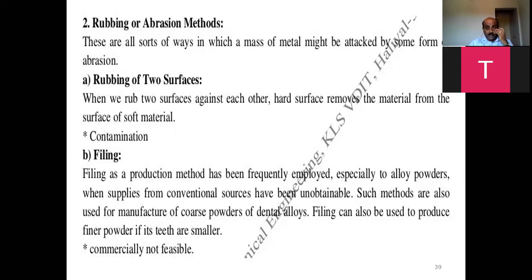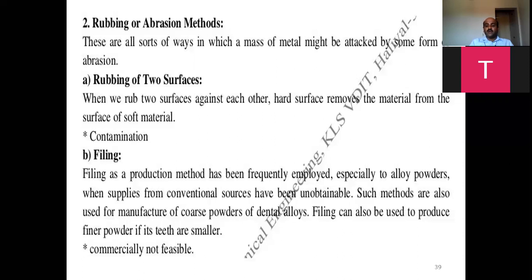Second method is filing. Filing is a production method that has been frequently employed, especially for alloy powders, when supplies from conventional sources have been unobtainable. Such methods are also used for manufacture of coarse powders of dental alloys. Filing can also be used to produce finer powder if its teeth are very small. And the major problem is that it is commercially not feasible.